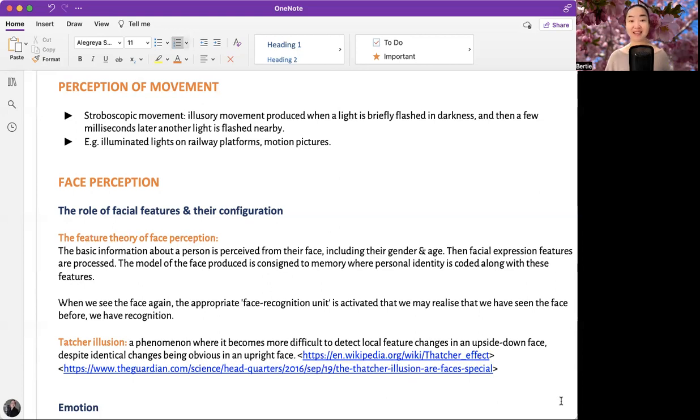When we see the face again, the appropriate face recognition unit is activated so that we may realize that we have seen the face before. We have recognition. The Thatcher illusion is a phenomenon where it becomes more difficult to detect local feature changes in an upside-down face, despite identical changes being obvious in an upright face.